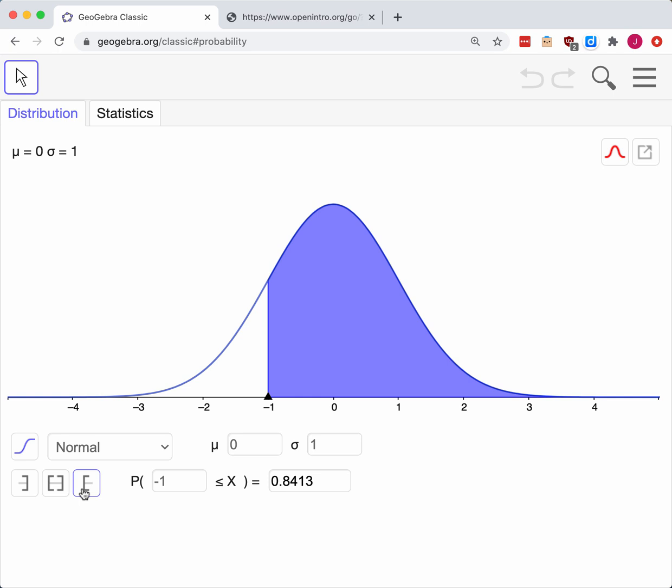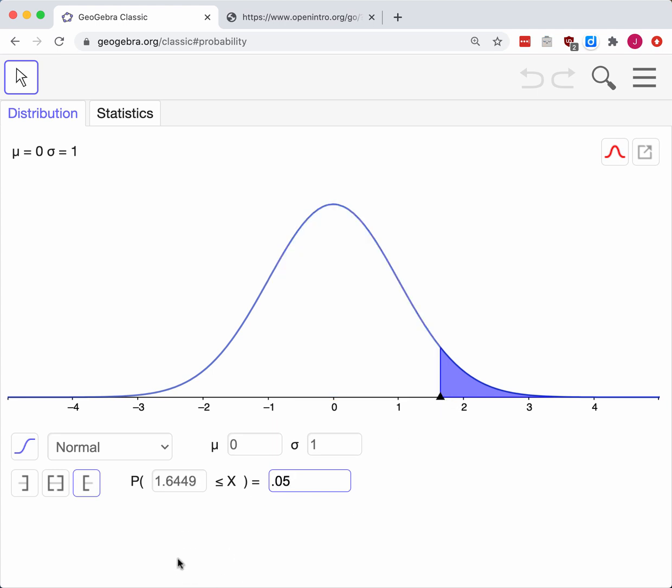If 90% is in the middle of the distribution and there's 100% total, that means there's 10% left over for the tails. And because our distribution is symmetric, half of 10 is 5. 5% area goes in each tail. So I'm going to change this lower right box to say 0.05, push enter.